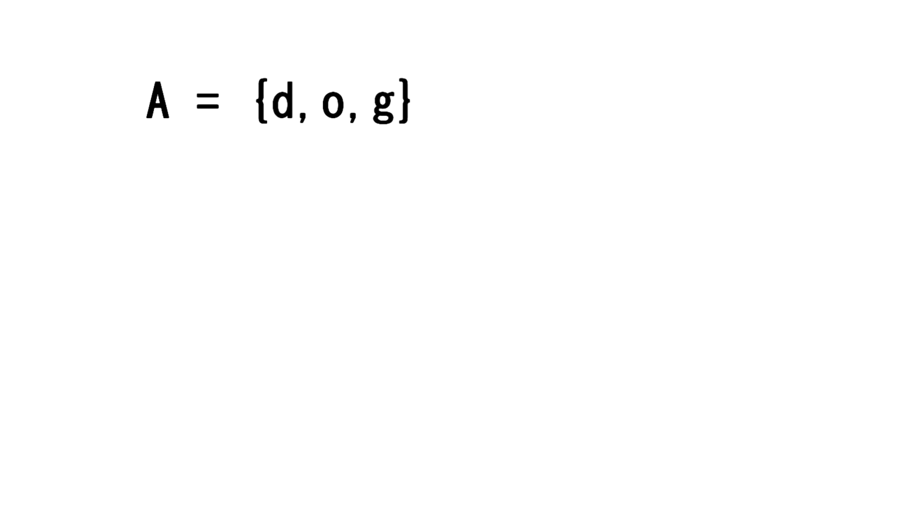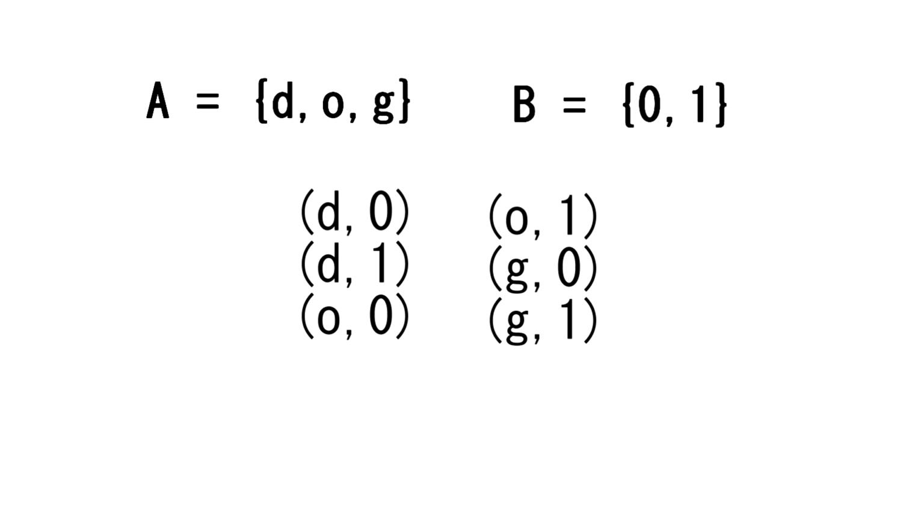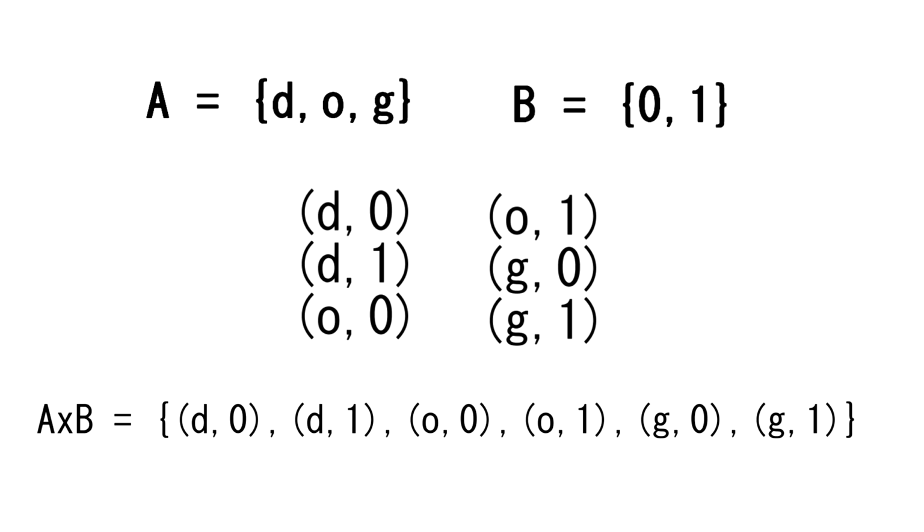Set A contains the elements D, O, G, and set B contains 0 and 1. Determine the Cartesian product of A and B, which is A times B, and its cardinality. Since A times B is not equal to B times A, we have to write the ordered pairs properly. This is D0, D1, O0, O1, G0, and G1. Therefore, A times B equals the set of all these ordered pairs.